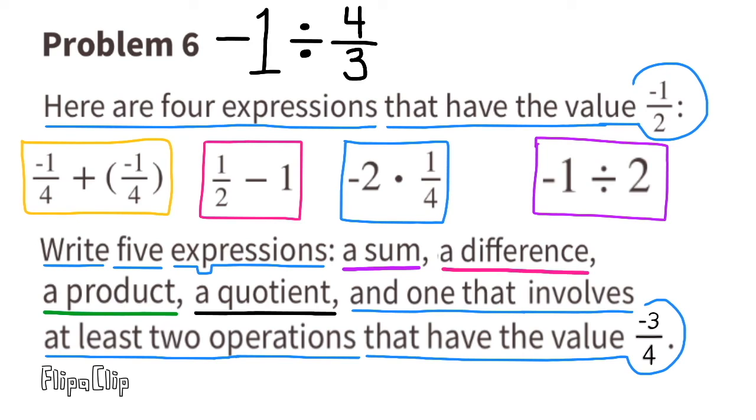For this last one, we need to involve 2 operations. Let's involve division and subtraction. 1 divided by 4 minus 1. Since 1 divided by 4 is 1/4 and 1/4 minus 1 equals -3/4, this expression has the value of -3/4.